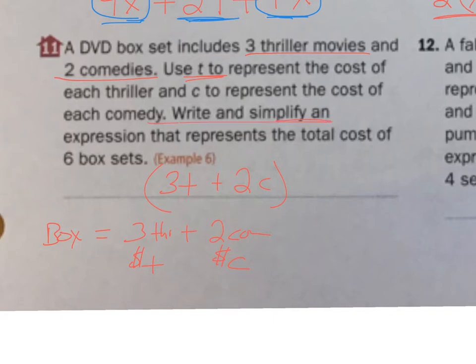Let's read on. Write and simplify an expression that represents the total cost of 6 box sets. So if this right here is 1, I'm going to times it by 6 because I want 6 of those. Now I'm going to distribute that out. 6 times 3t is 18t, and 6 times 2c is 12c. And there is the cost of 6 box sets.